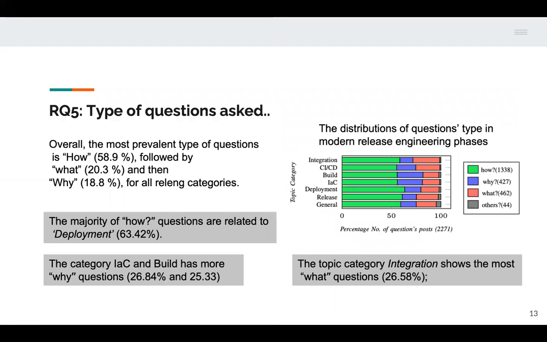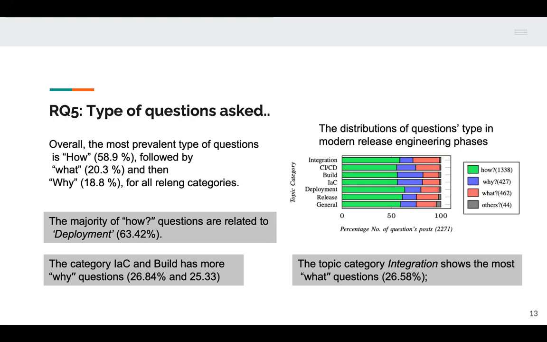Finally, we identified the types of questions that release engineers are interested in. We grouped these questions into the how, the what, and the why. The how aspect identifies how to achieve an objective, whereas the what is interested in the concepts, and the why aims to understand the reason for an occurrence. This could be occurring errors, and they need to understand why this has happened. In general, we found out that most of the questions asked in release engineering are related to the how aspect, followed by the what and then the why.